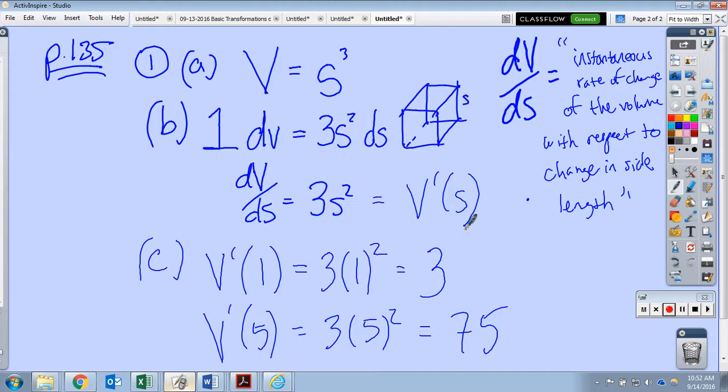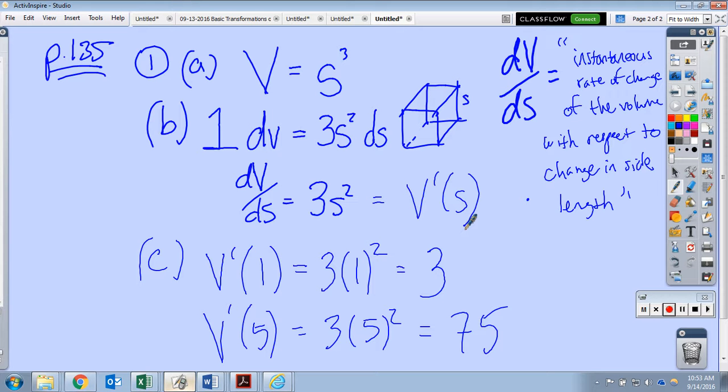And then part D says if S is measured in inches and V is measured in cubic inches, what units would be appropriate for dV/ds? It actually would just be cubic inches per inch, because that is the units that are changing. So don't think about doing it necessarily with the units.